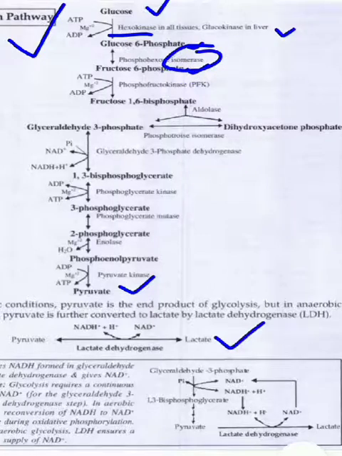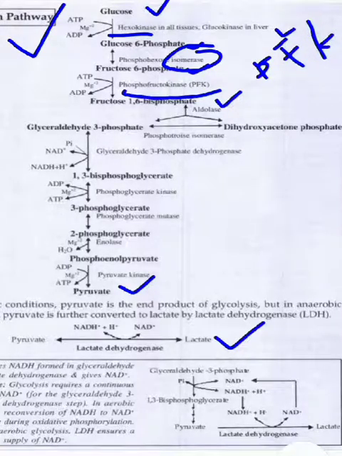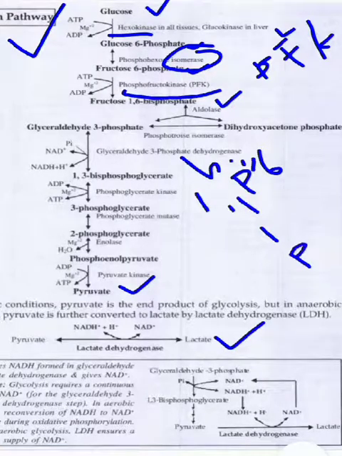Isomerase is nothing but different structure but same function. Fructose 6-phosphate is converted to fructose 1,6-bisphosphate in the presence of phosphofructokinase, and the short form is PFK. In fructose 1,6-bisphosphate, bisphosphate means the phosphate groups are attached at the first position and sixth position, so it's called bisphosphate. If the phosphates are attached to the same carbon, we call it diphosphate.